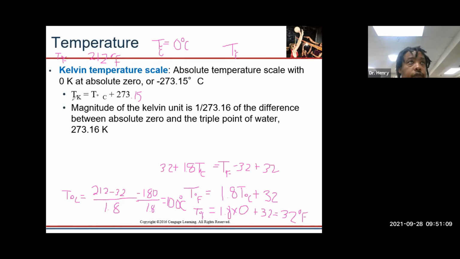Okay, so if we have 0 degrees Kelvin, the only way that would work is if we have TC plus 273.15. So TC would equal negative 273.15 degrees.